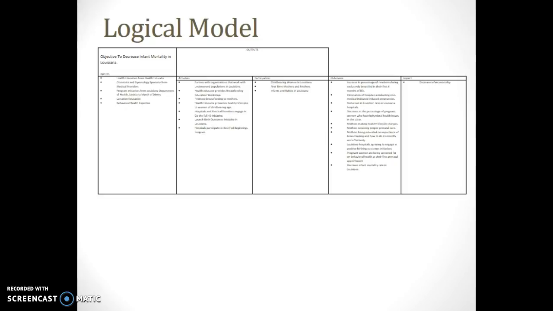Outcomes would be an increase in the percentage of newborns being exclusively breastfed in their first 6 months of life, elimination of hospitals conducting non-medically indicated induced pregnancies, reduction in the C-section rate in Louisiana hospitals, a decrease in the percentage of pregnant women who have behavioral health issues in the state, mothers making healthy lifestyle choices, mothers receiving proper prenatal care, and mothers being educated on the importance of breastfeeding and how to do it correctly and effectively.